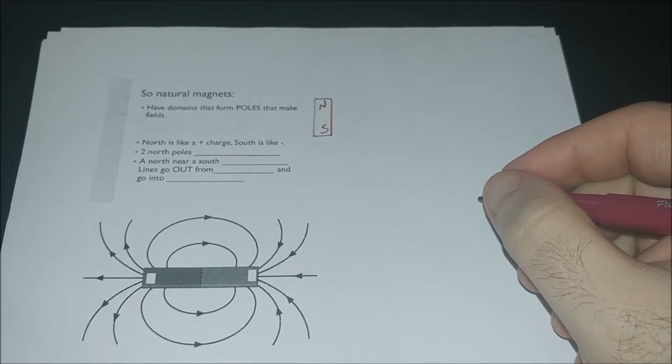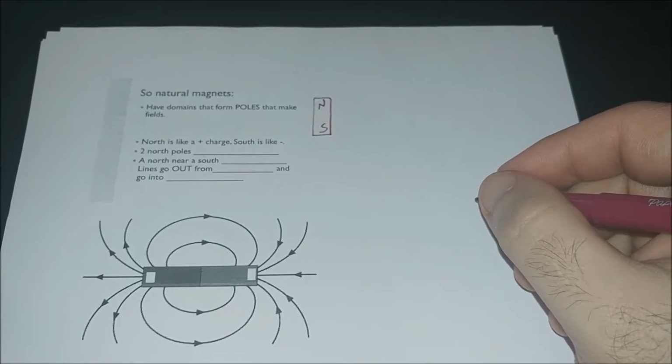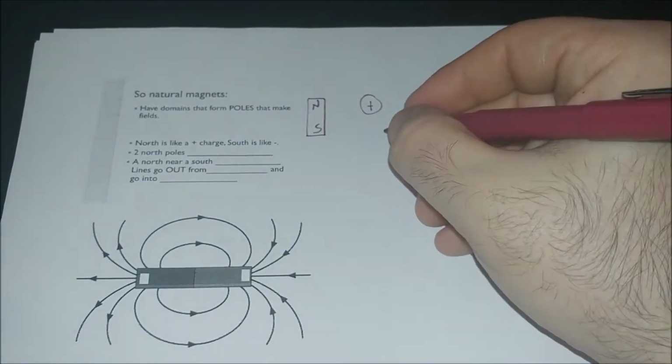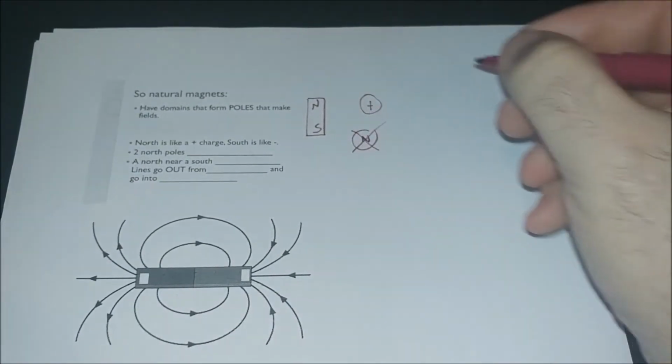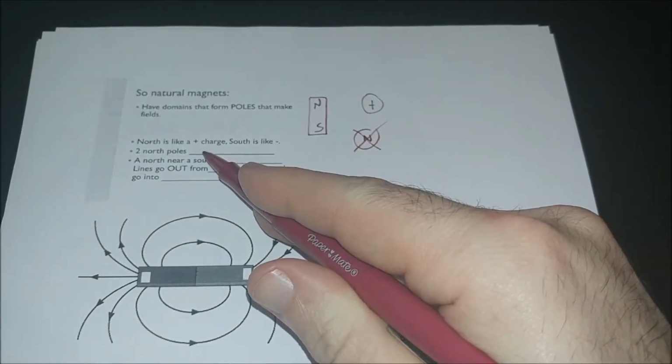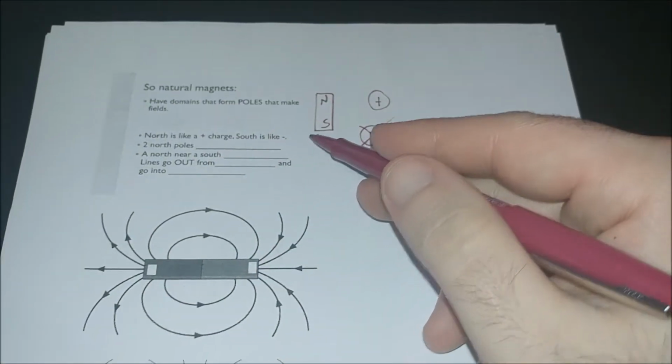You can't have an object with just a single pole. In charges, you can easily have just a single positive charge, but you can't have just a single north. You have to have at least a north and a south. So think, north is like a positive charge, south is like a negative charge.